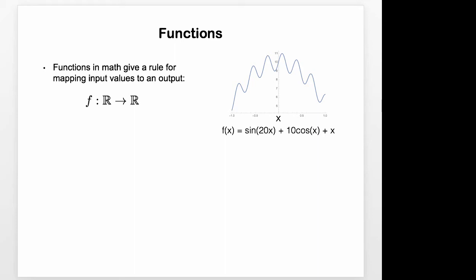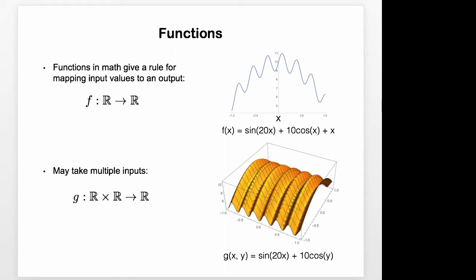In mathematics, of course, we could have multiple inputs, so we could take x and y as inputs to our function g. Here for this function, which is sin(20x) plus 10 cos(y), we would have a single number as our output, which would be, for example, the height of this function shown on the right. Or we could have multiple outputs. So we could have a function in mathematics that takes 3 or 4 inputs and returns 6 outputs. This is a very generic definition of a function.